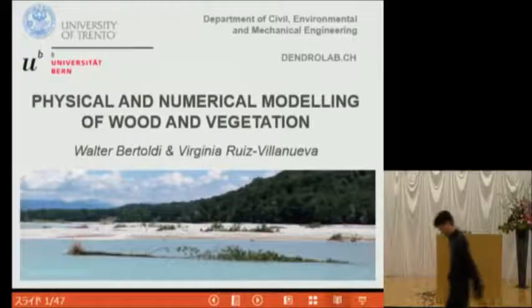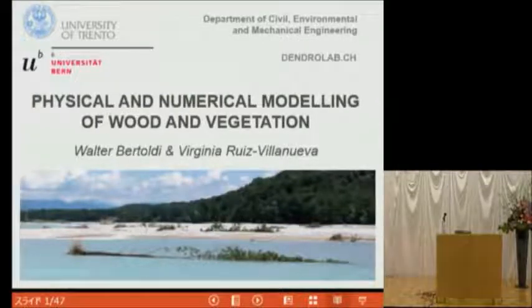Well, now it's the last session of the week, and it'll be the best session of the week. We've got papers from the sublime to the ridiculous, and which is which depends on your predilections and point of view. First of all, we've got Walter Bertoldi, who's going to tell us all about the way vegetation rules the fluvial world. Walter.